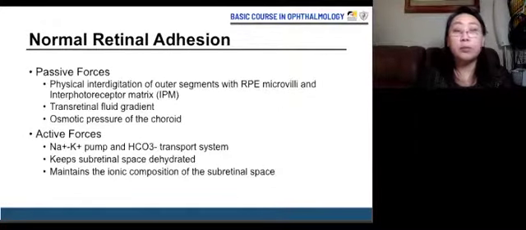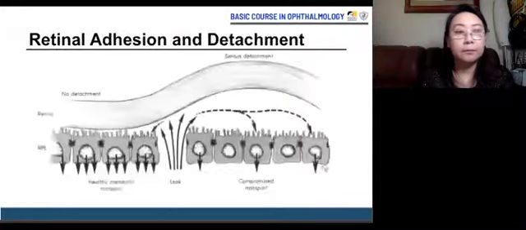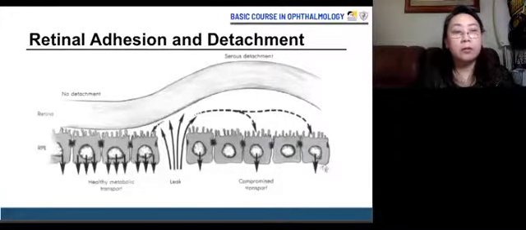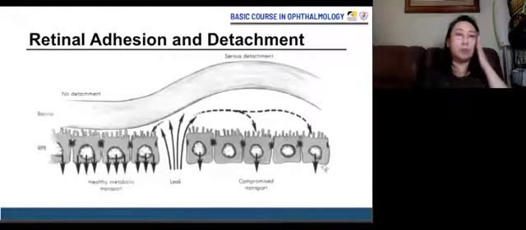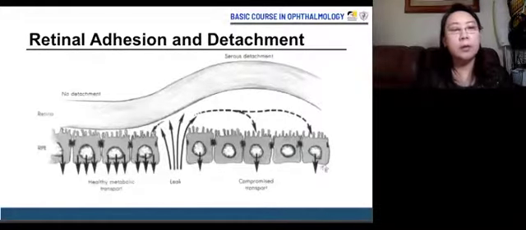The RPE is instrumental in maintaining retinal attachment. Passive forces as well as an active pump system keep the neurosensory retina adherent to the RPE and keep the potential space between them dry. So in this picture, we see a breakdown in RPE function, which can cause fluid to accumulate between the neurosensory retina and the RPE. This causes a loss of contact between the photoreceptor cells and the RPE, which will affect the phototransduction cascade.